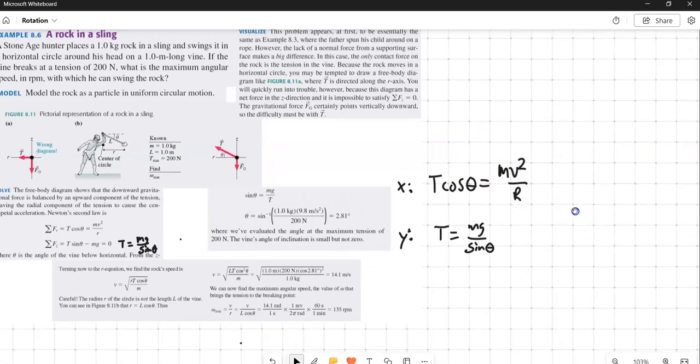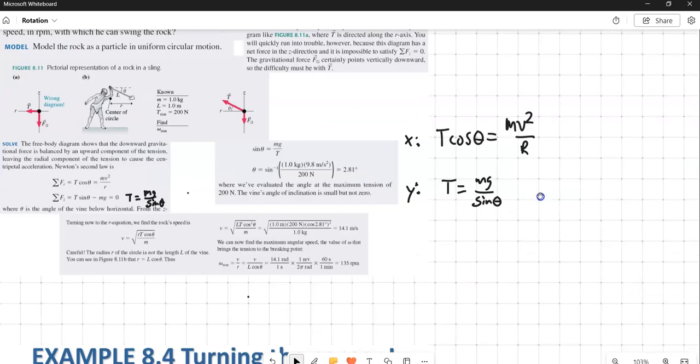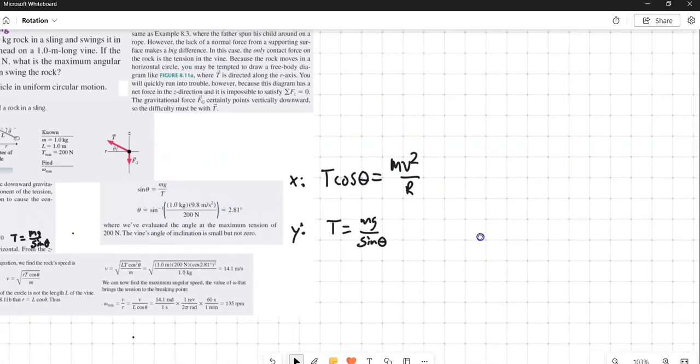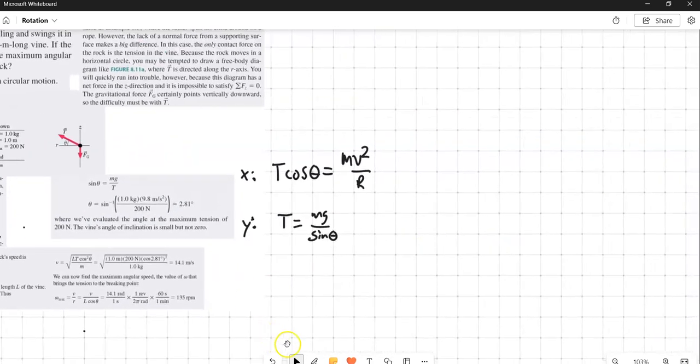Okay. So there's a couple problems here. Well, not really problems, but let's use this right here. We know what t is. We know what m is. Let's use this. This is the only equation that has v squared in it, and we're going to use that to find omega in revolutions. So let's do that.